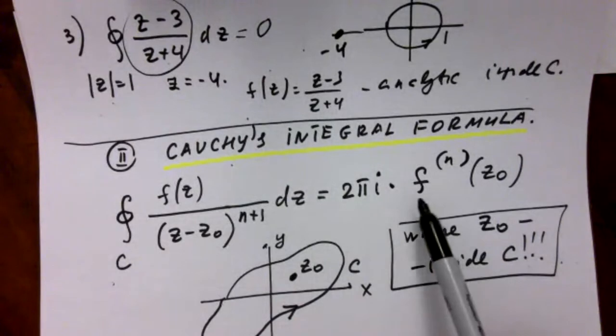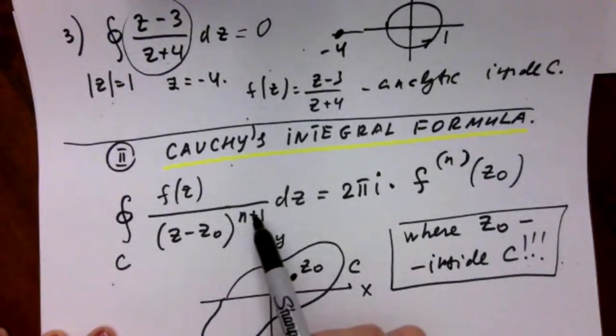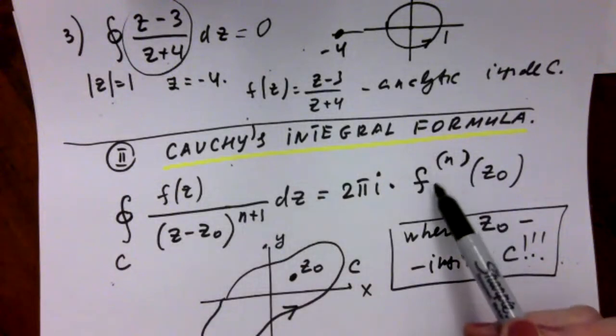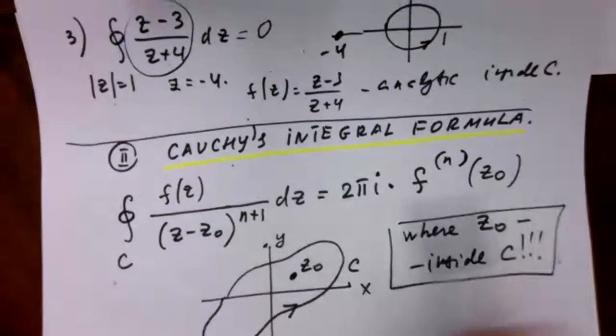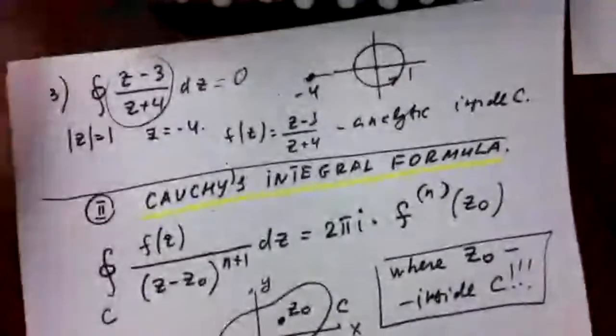So let's start. And moreover, this formula looks very beautiful actually when n is equal to 0, because n equal to 0 means the derivative of 0 order. It means no derivative at all. It's just 2 pi i times f of z0, as simple as this. Okay, so let's start with some beautiful example.